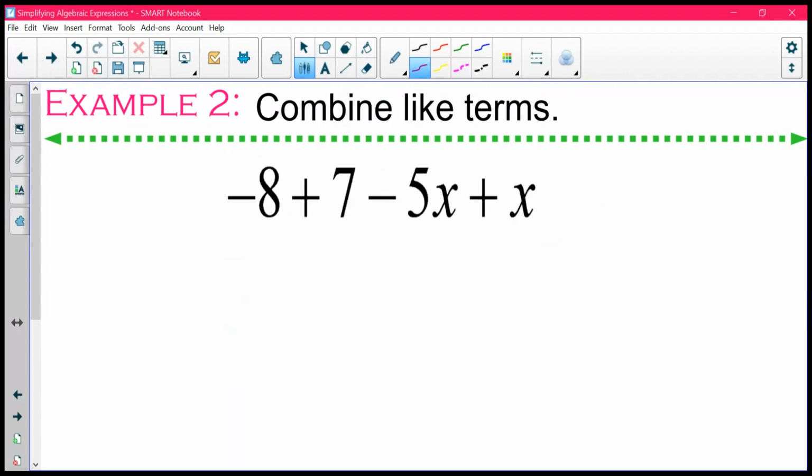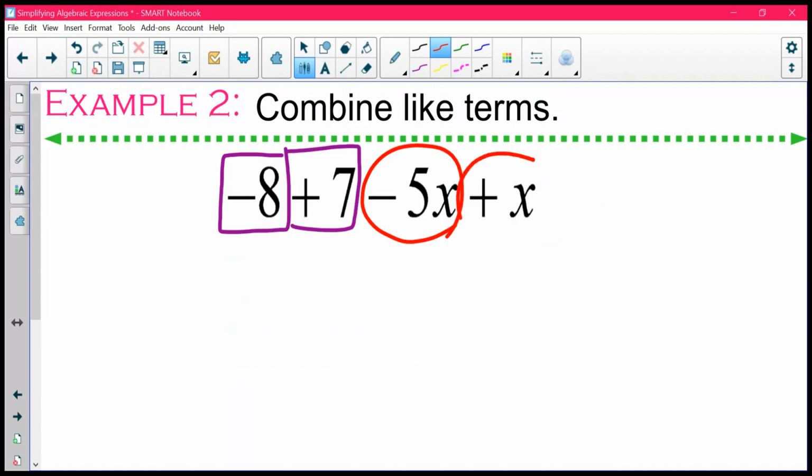Example 2. Okay, so we have a -8 and a 7, which those are constants, which we talked about before. Constants are just numbers, okay? And then we have our x terms. I'm going to circle them. So I boxed the constants, circled the x's. Now let's combine. -8 plus 7 is -1. And -5 plus 1x would be -4x. So since it's a -4, I'm going to write -4x.